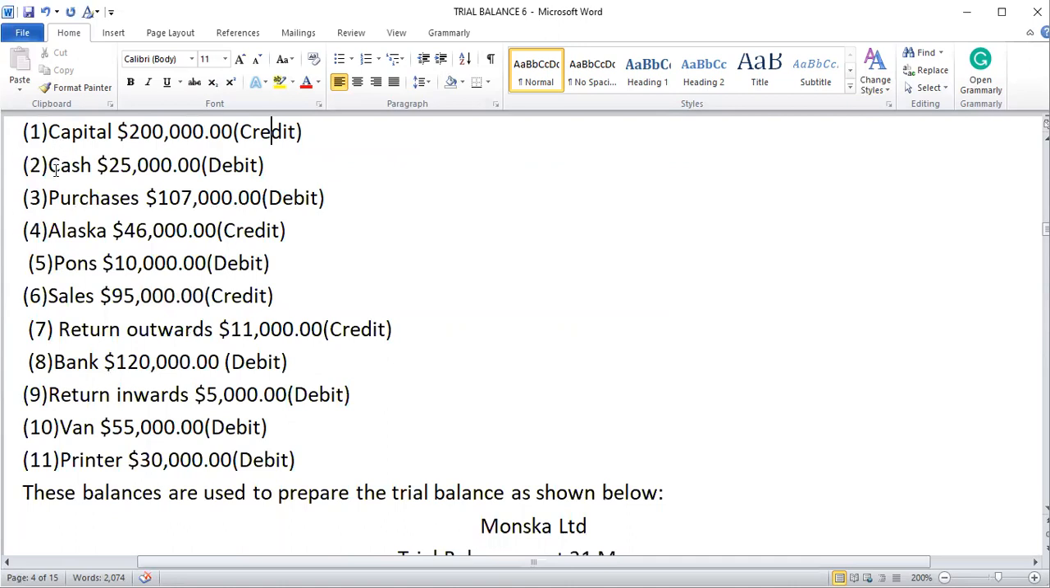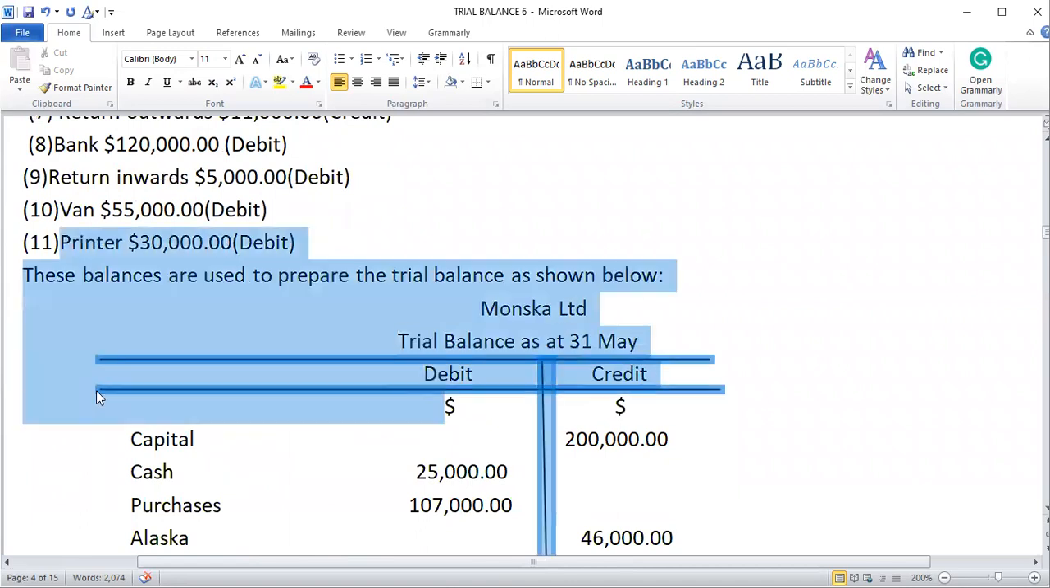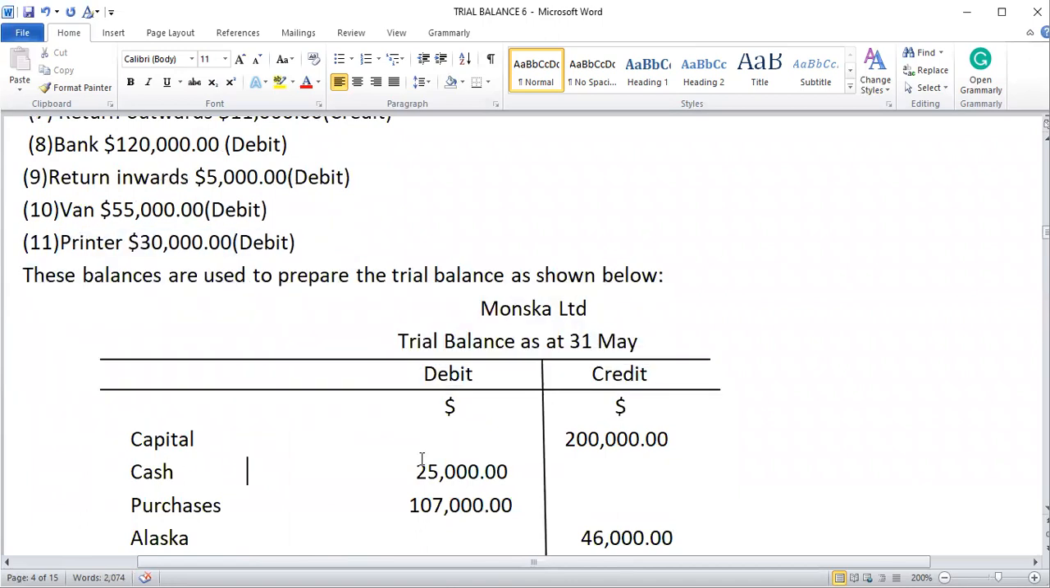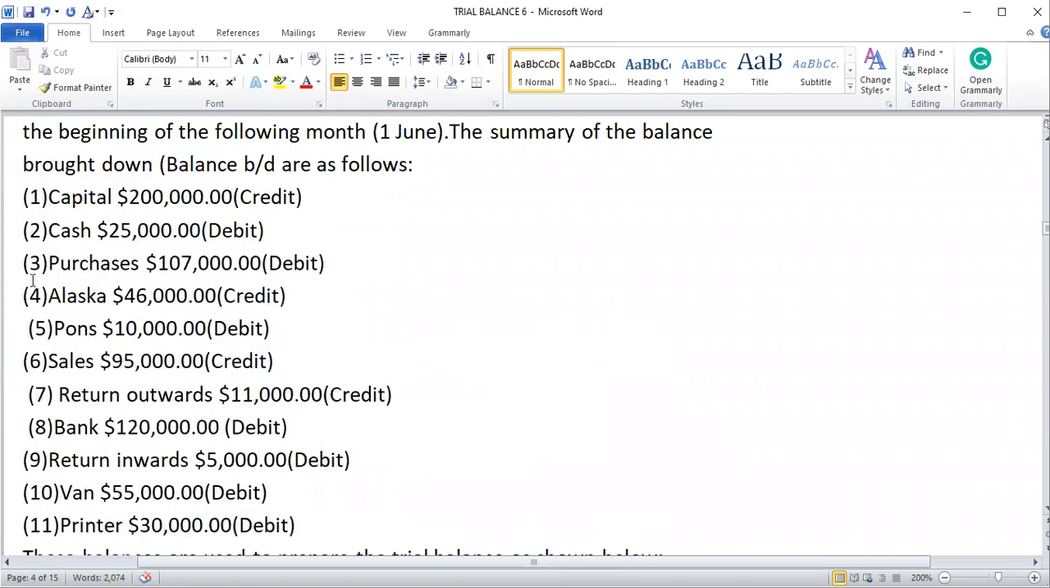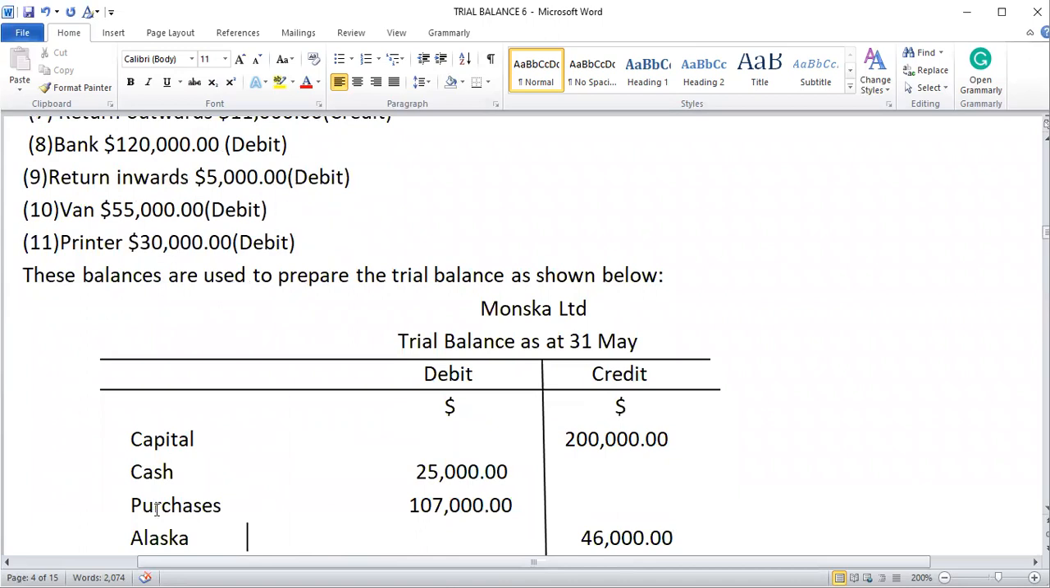Then the second one, the cash, $25,000 debit balance. So we go to the trial balance. So we have cash debited, $25,000. Then purchases, $107,000. It's a debit balance. So we come to purchases, $107,000 debit balance.